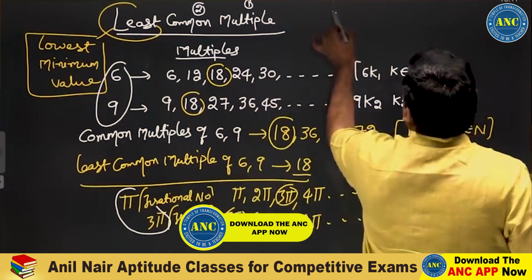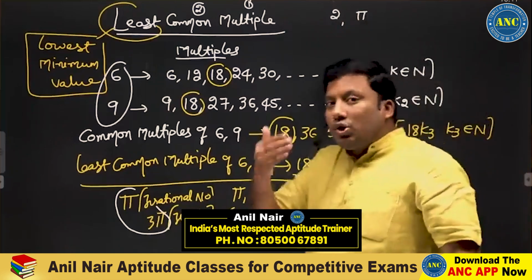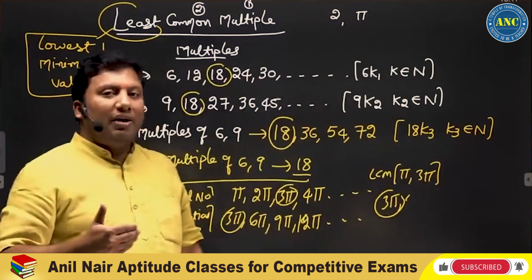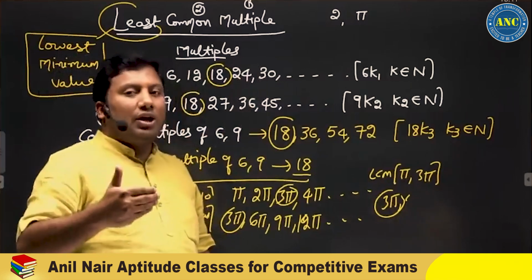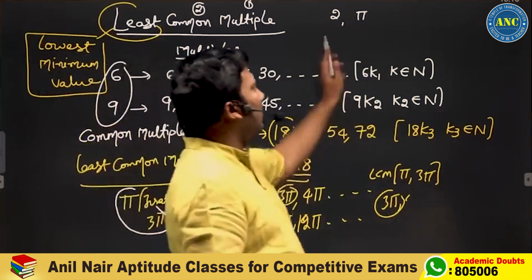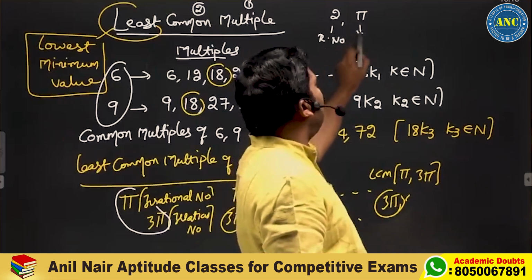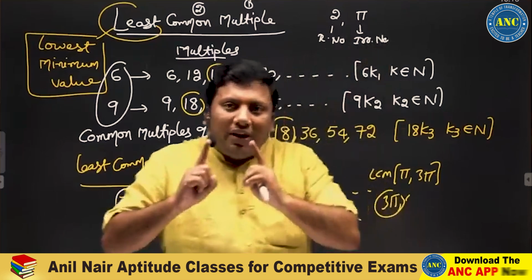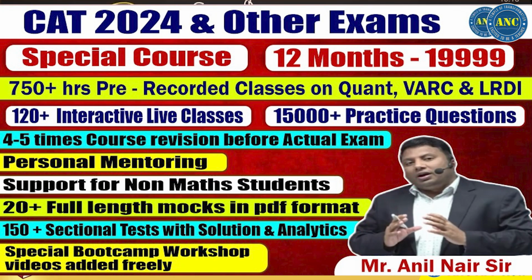Suppose I want 2 and pi. 2 can be written as 2 by 1, or 4 by 2, or 6 by 3, or 8 by 4. So 2 can be written in the form p by q, where p and q are natural numbers, so 2 is a rational number. Pi is an irrational number. Whenever you are finding the LCM of the given numbers, they both should belong to the same family.